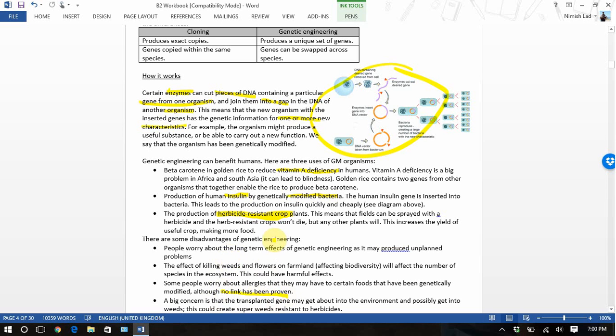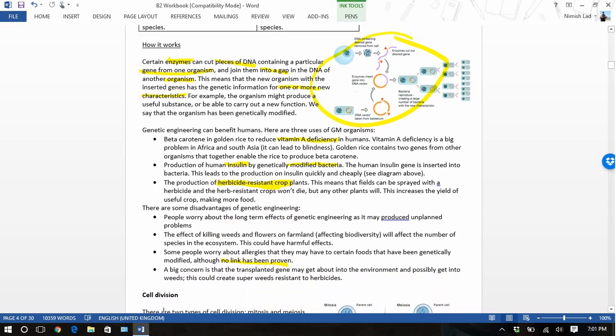But a big concern is that transplanted gene that's in these crops may somehow get into the environment and into the weeds. Now that could create super weeds, in other words, weeds that are resistant to herbicides that you can't kill anymore. That could be very dangerous.